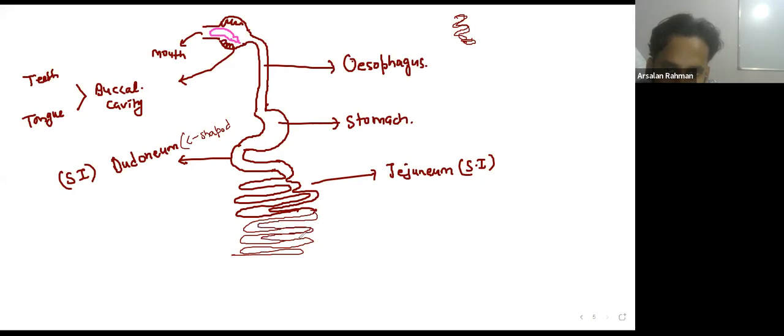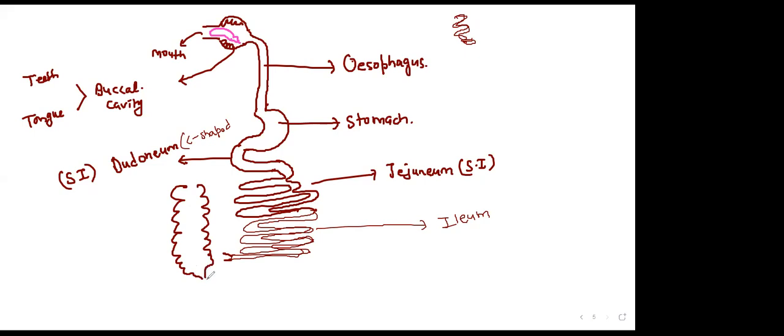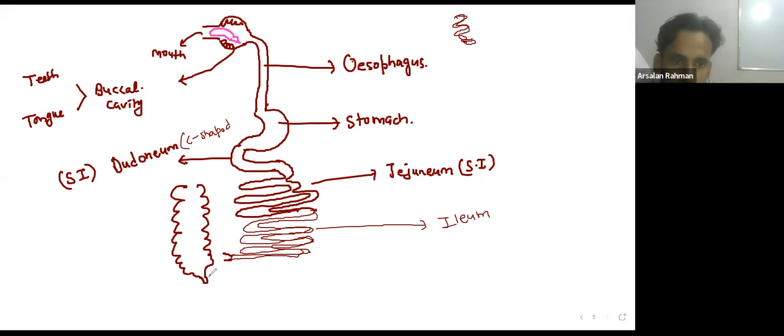It's hard to make an exact diagram, but you will get my point. Can you see the highly coiled part? Okay, this is called ileum. Ileum. Now this ileum will enter into a large pipe-like structure. Can you see this large pipe-like structure? And there is a very small, tiny structure, this tiny structure. Okay.